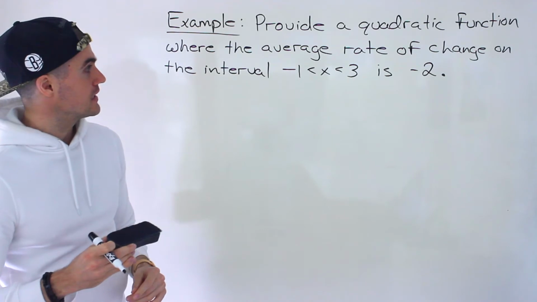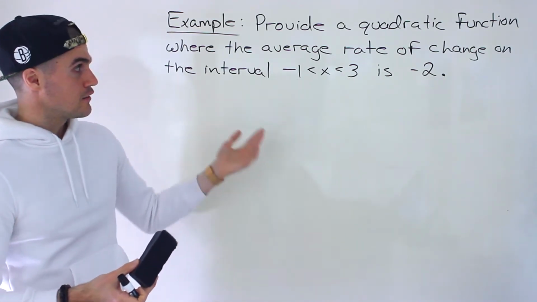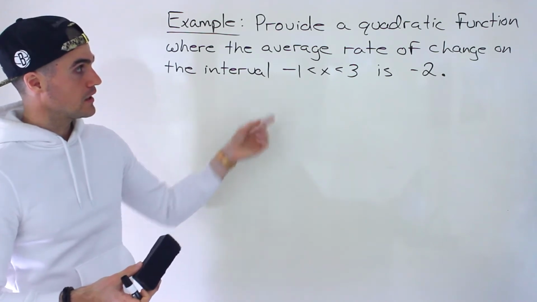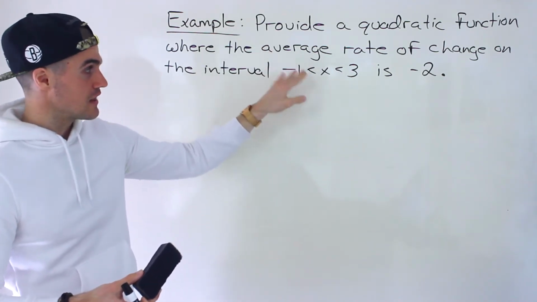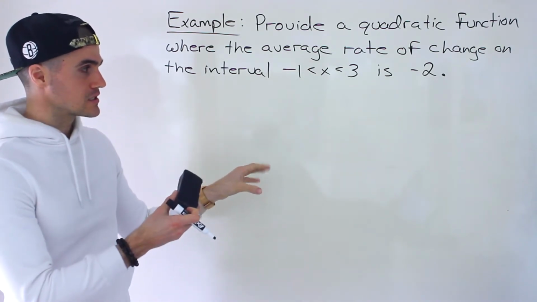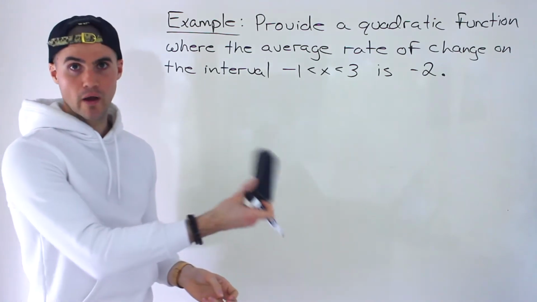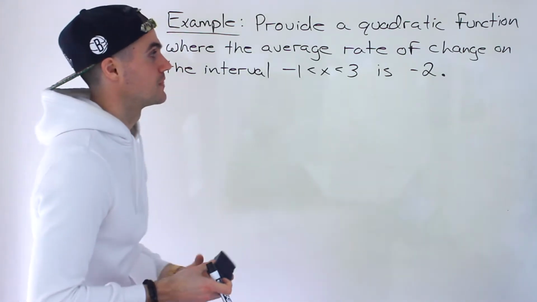The second thing I want to mention is that there's actually an infinite amount of possibilities that you can come up with, right? An infinite amount of quadratic functions can satisfy this. And I'm going to show you why, at which point you can tell that there's going to be an infinite amount of possibilities when we are doing the question.